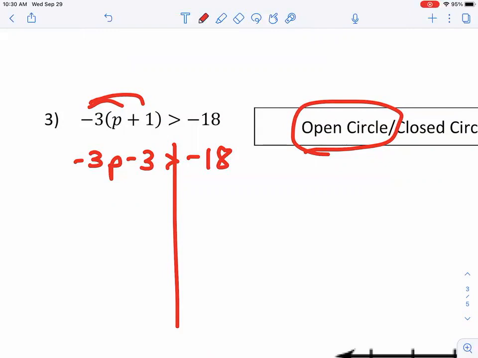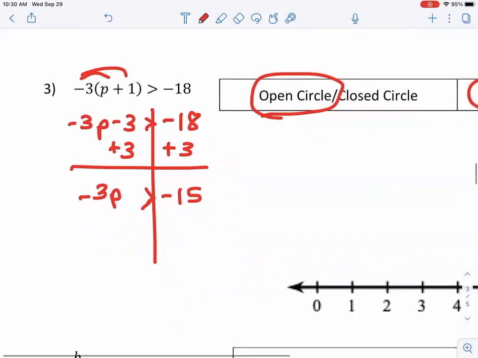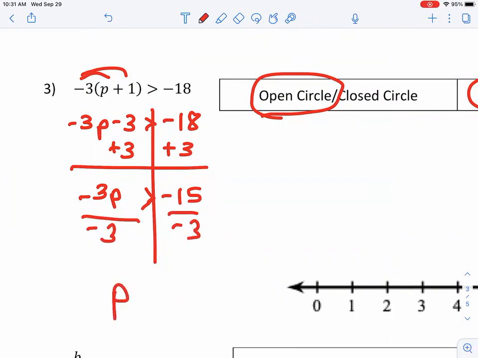Now, it's like the problem above it. I'll add 3 to both sides. So I have -3p on the left, greater than -18 plus 3 is -15. And now I'm going to divide both sides by -3. So my -3's cancel. I get p on the left side. On the right side, -15 divided by -3 is 5.